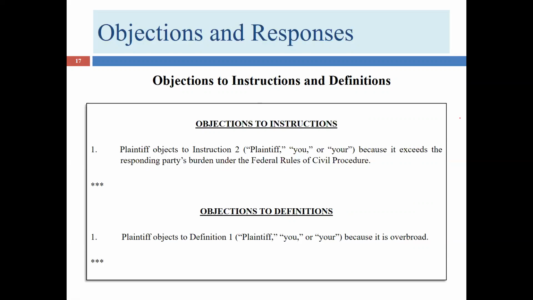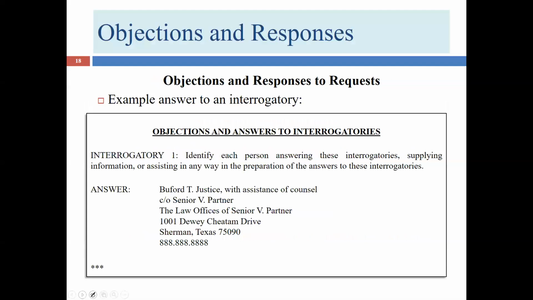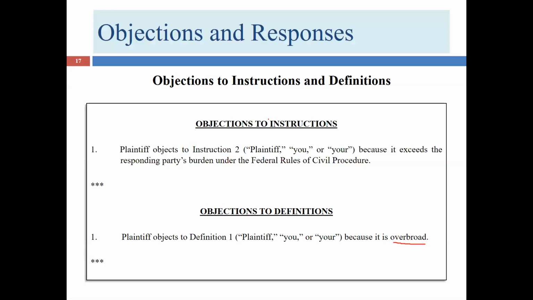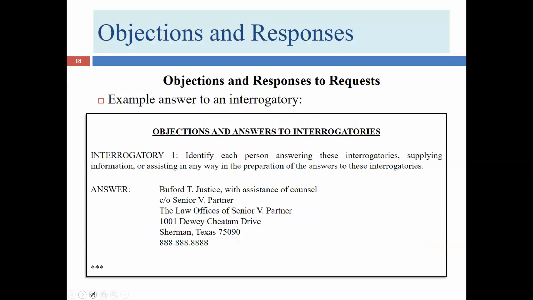Overly broad and unduly burdensome. This is another one. We're objecting to the definition because it's overly broad. And again, it's more common to say probably overly broad and unduly burdensome, but this is also fine. And now we've done objections to the instructions, and we've done objections to the definitions. And again, there may be a lot more in these categories, there probably will be. Now we have objections and answers to interrogatories.